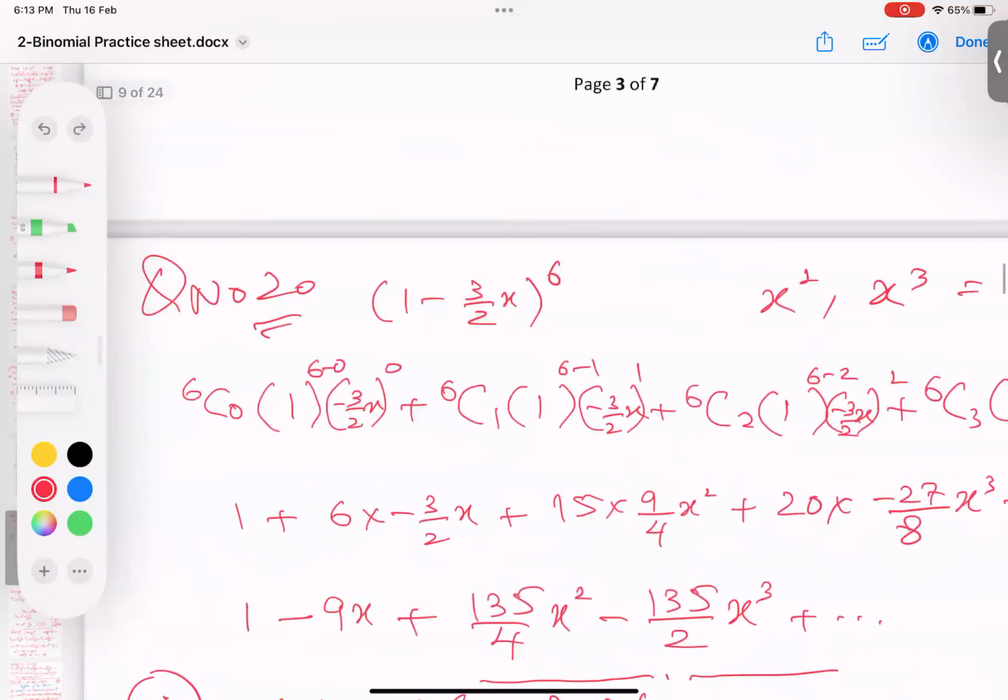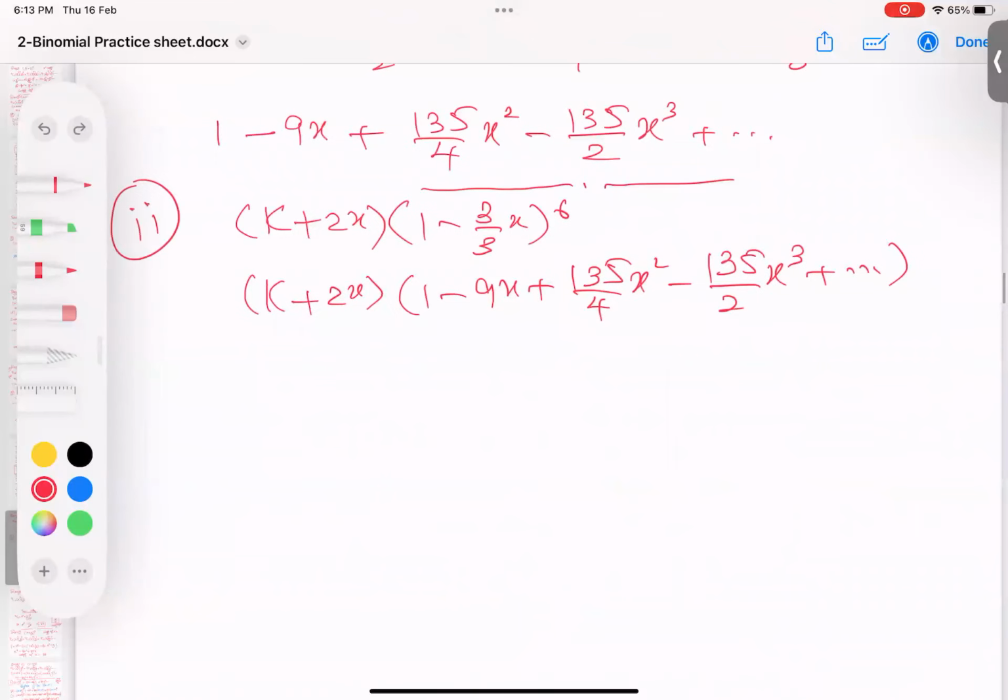So let's start. First of all, I'm writing here no term of x cube. It is very clear: it means the coefficient of x cube is 0. So first of all, do one thing: multiply, multiply, multiply. You can multiply the whole thing, and then choose only those terms in which x cube comes. But why should I waste my time?